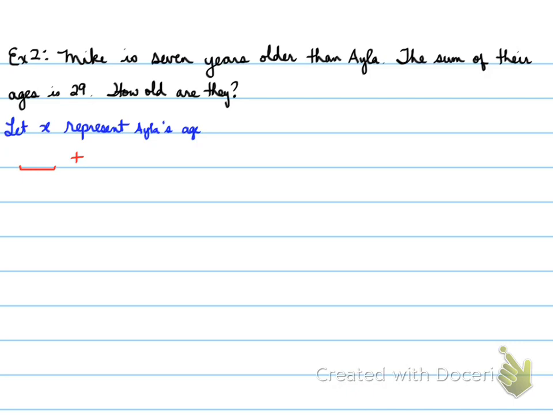So we have Isla plus Mike will be what? Isla is x. x is Isla's age, plus Mike's age. And Mike is 7 years older than Isla. That means Mike's age is x plus 7. And the total of all of their ages, the sum of their ages, is 29. So we've now developed our equation.